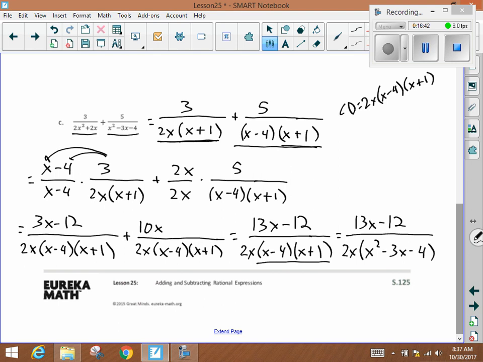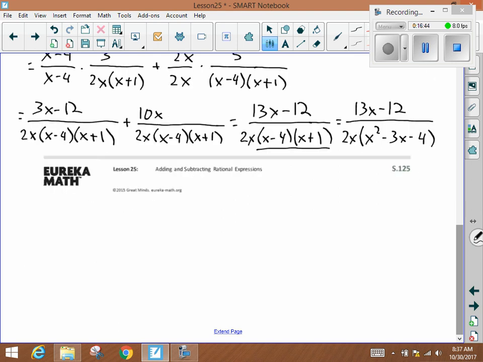And now we'll take one more step and we'll go ahead and distribute the 2x. So 2x cubed minus 6x squared minus 8x. There you go. This right here though is an acceptable answer.